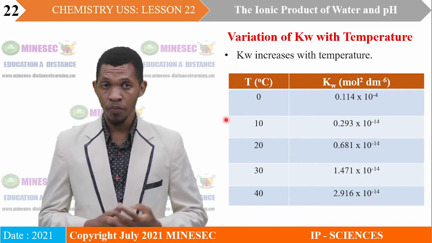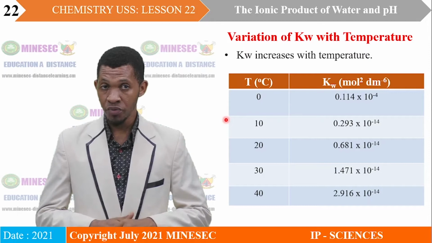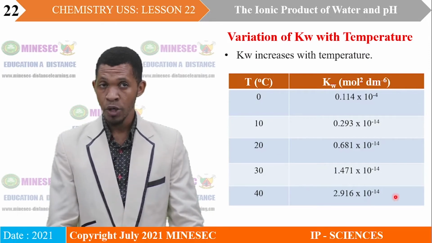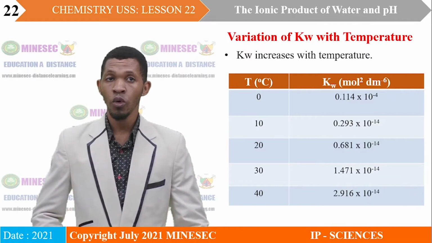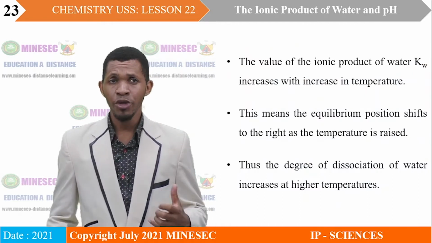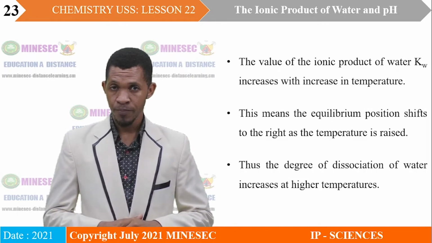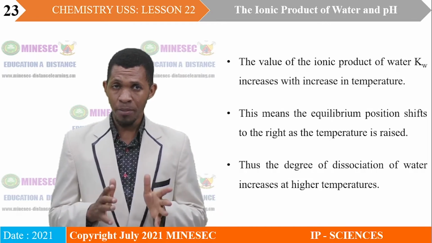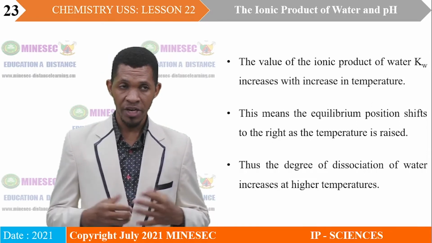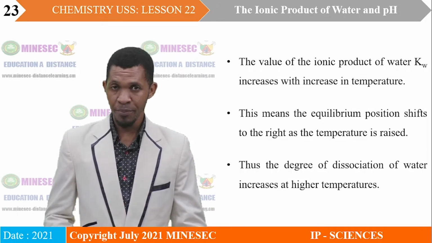At 30 degrees Celsius, 1.471 times 10 to the power negative 14. And at 40 degrees Celsius, 2.916 times 10 to the power negative 14. So Kw, that is the ionic product of water, increases with increase in temperature. The value of the ionic product of water increases with increase in temperature. This means that the equilibrium position shifts to the right as the temperature is raised. Thus, the degree of dissociation of water increases at higher temperatures.